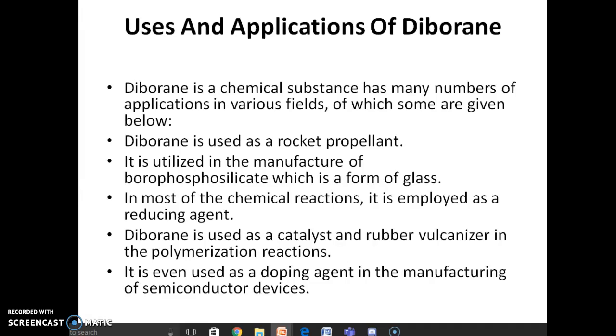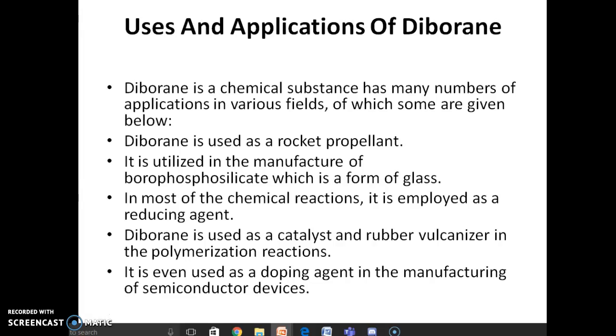Some of the uses and applications of diborane: it has a very important application as a rocket propellant, and it is used in the manufacture of borophosphosilicate, which is a form of glass. For chemical reactions it is employed as a reducing agent, and it is also used as a catalyst and rubber vulcanizer in polymerization reactions. One of the important applications is that it is used as a doping agent in the manufacturing of semiconductor devices.